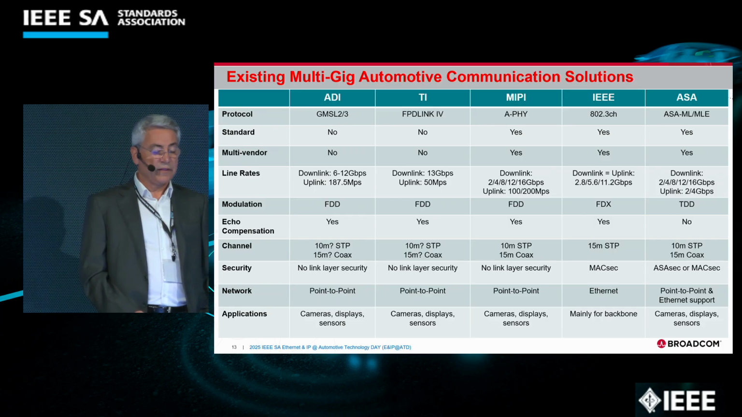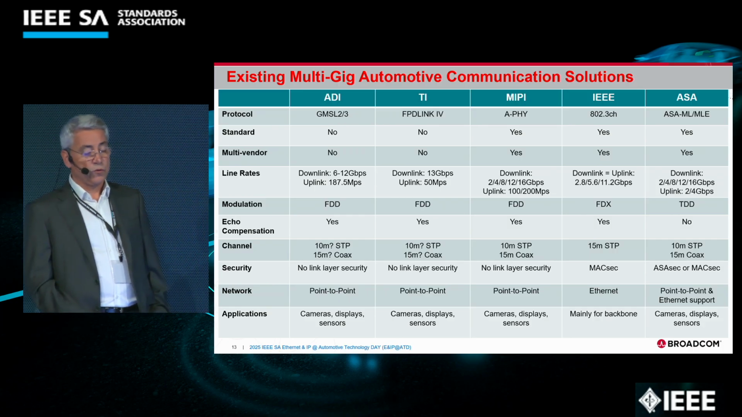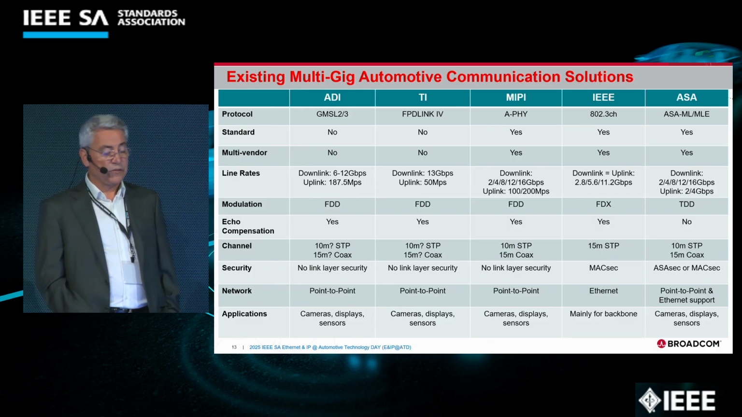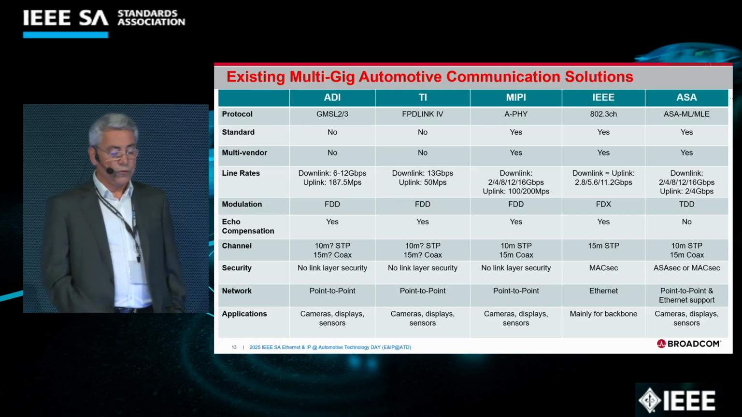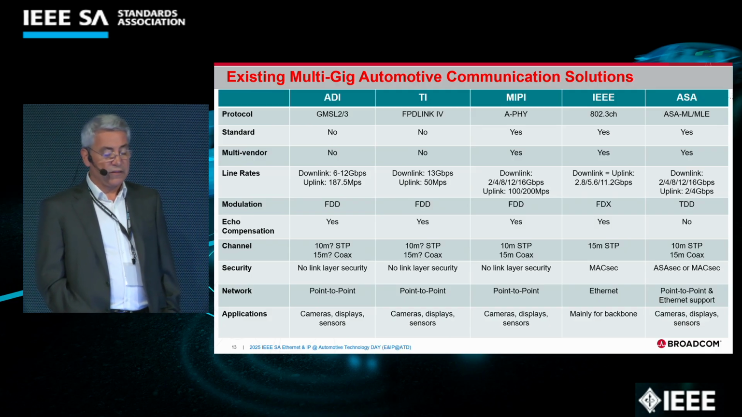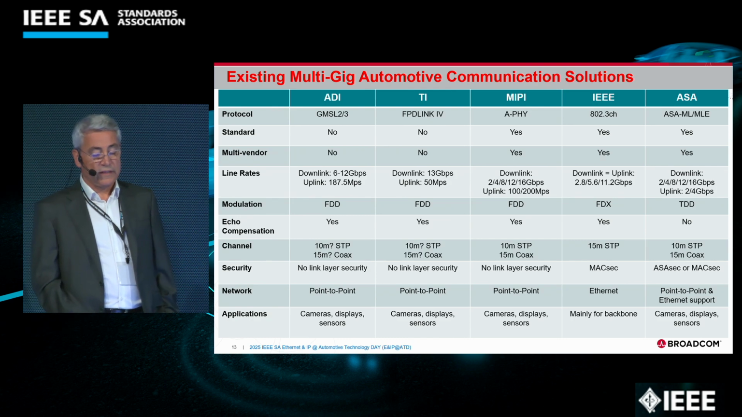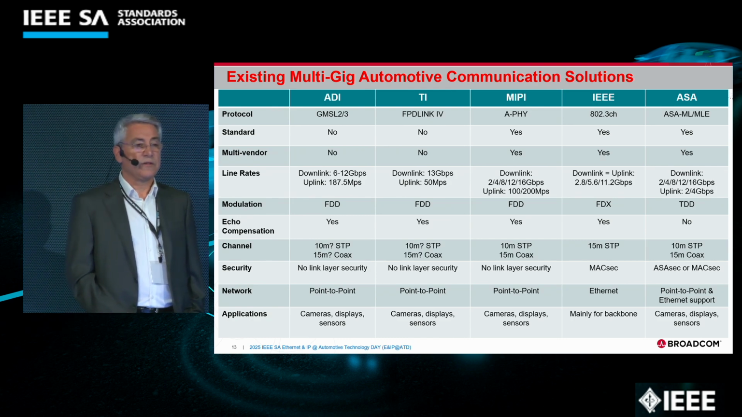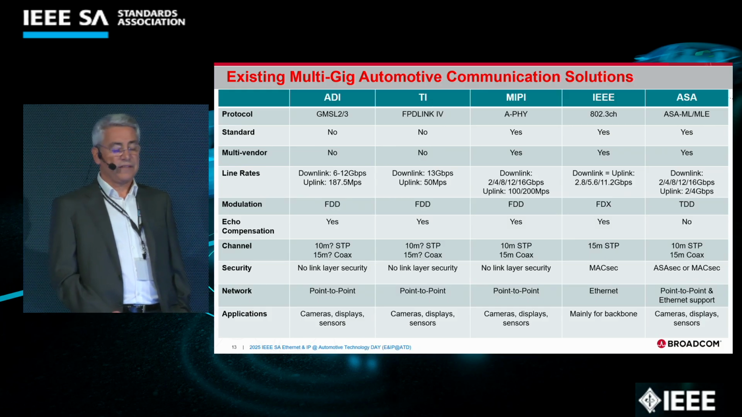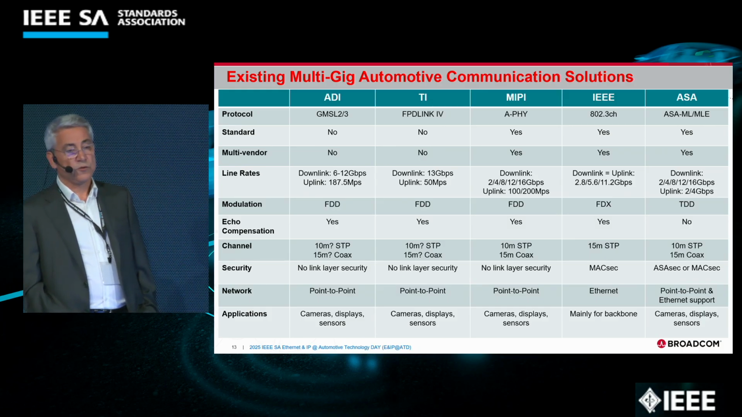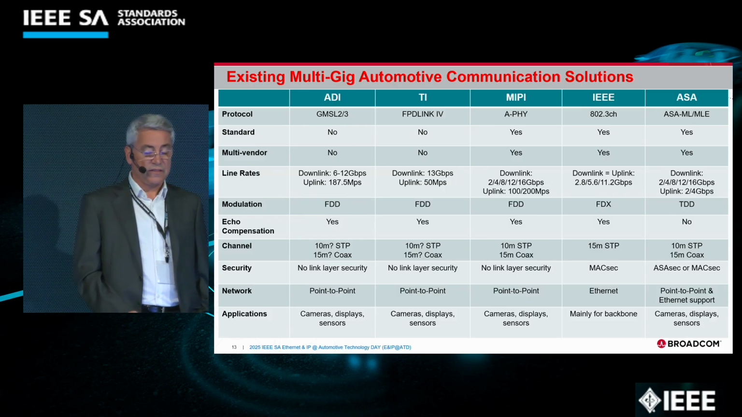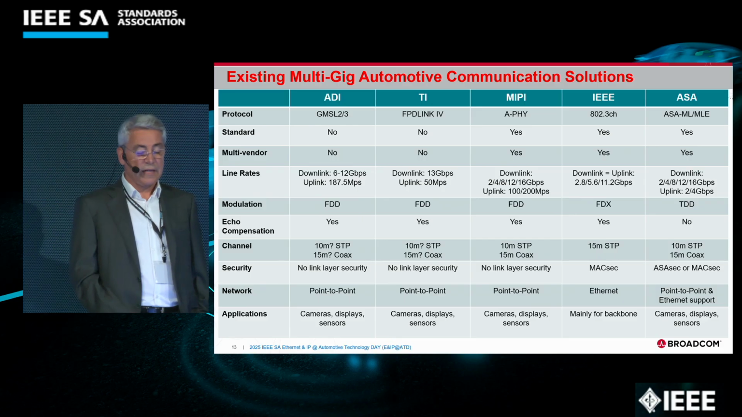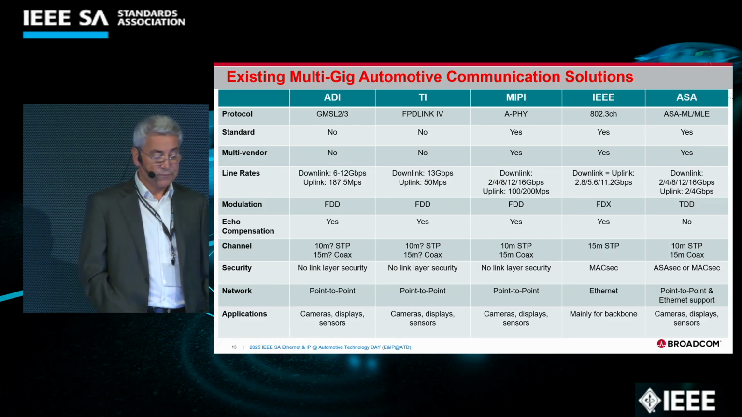These proprietary solutions and some of the existing solutions on the right-hand side of the standard are changing the data rate, line rates from 2 gigabit per second up to 16 gigabit per second. Most of the techniques are using FDD, except TDD is being used for ASA. The reason for that is, again, to use the effective analog signal SerDes techniques without echo cancellation. So echo compensation is an important factor which is not applicable to TDD.